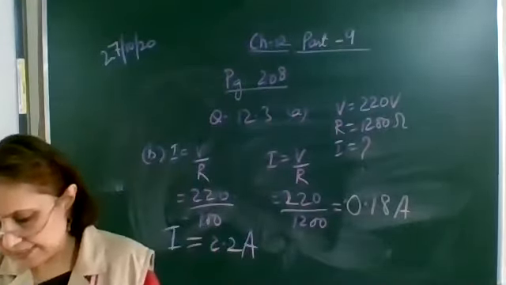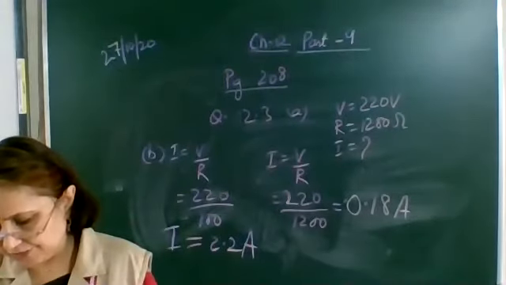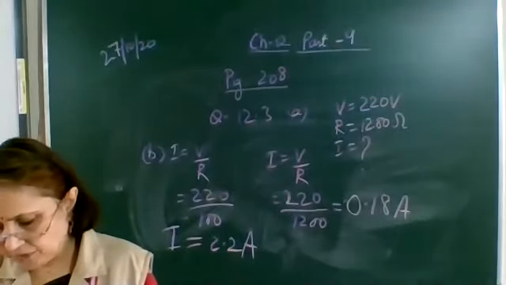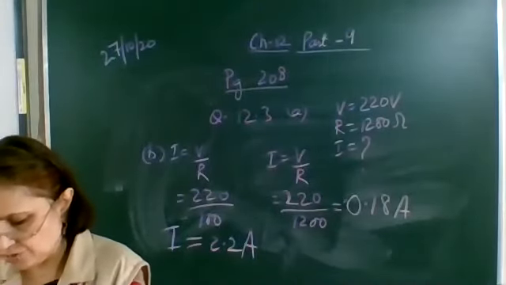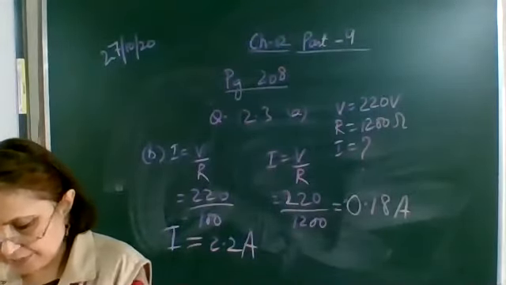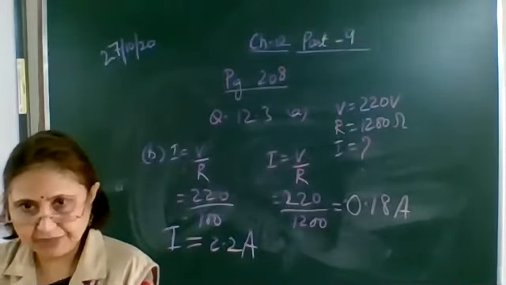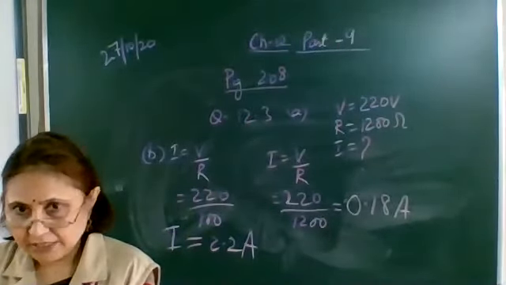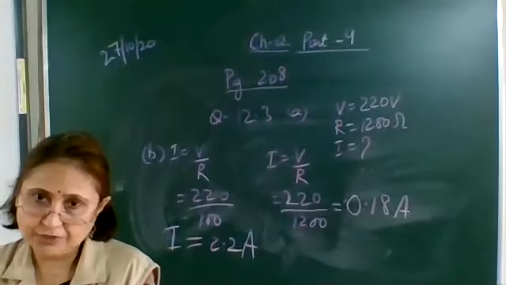Then the next question, example 12.4. The potential difference between the terminals of an electric heater is 60 volt when it draws a current of 4 ampere. What current will the heater draw if the potential difference is increased to 120 volt? In the first part, potential difference and current are given for a given material, so you can find out the resistance from here. R is equal to V upon I.